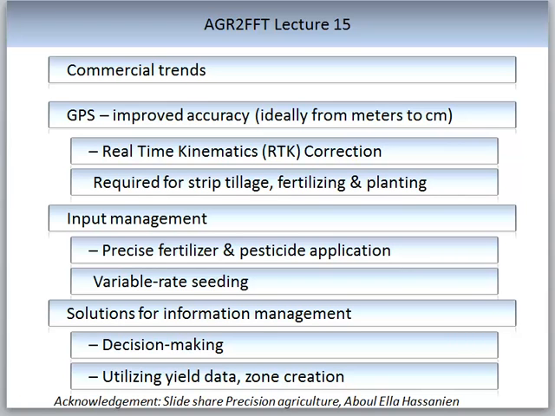Finally, solutions for information management. How do you actually make the decision? One of the problems of this technology is you get so much data. What does it mean? How do you make a zone? Where do you draw the line? There is now a suite of technologies available, and more to be developed, I suspect, that will enable decision making, utilisation of yield data and zone creation.